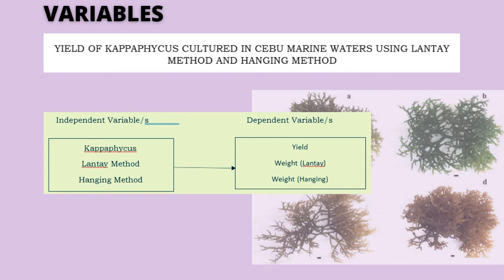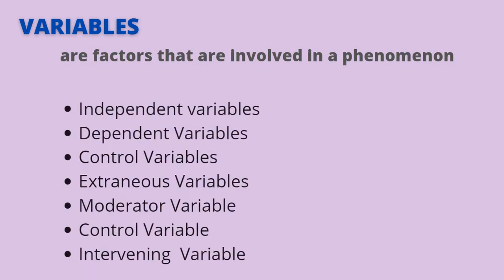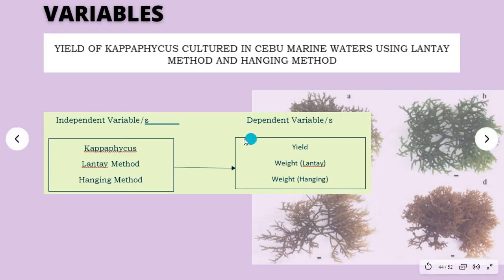But it is not always the case, because in a system or an environment, there are other factors that would affect it. So as much as possible, we control them. So there are other types of variables, the ones that work in between. Okay, for a while.